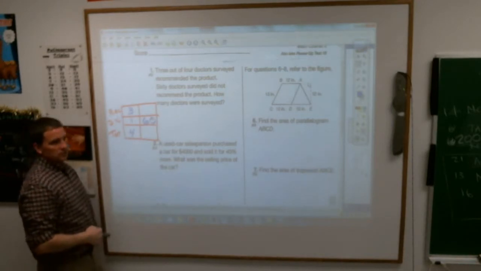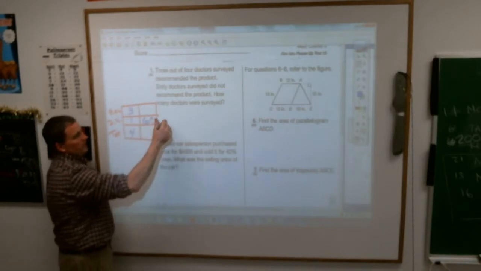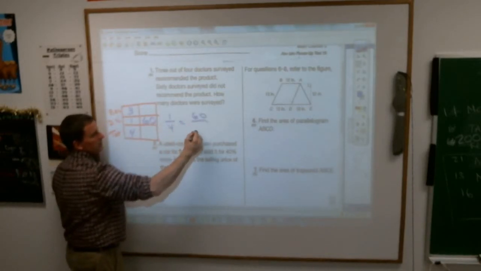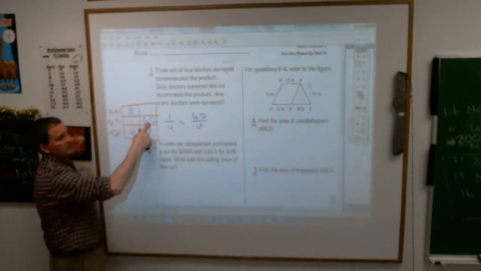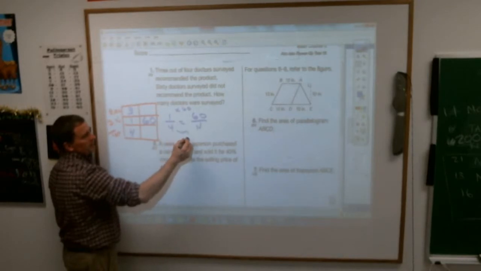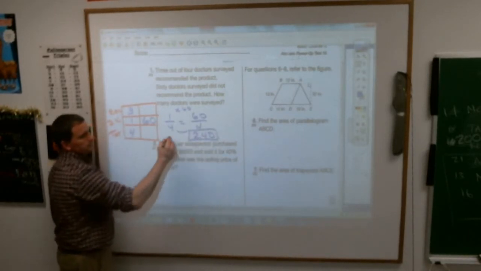How many doctors were surveyed? It doesn't get too much easier than this. You can make your fraction. 1 out of 4 equals 60 over what number? But you can see it right here. How do you go from 1 to 60? Multiply by 60. That's where the 240 comes from.